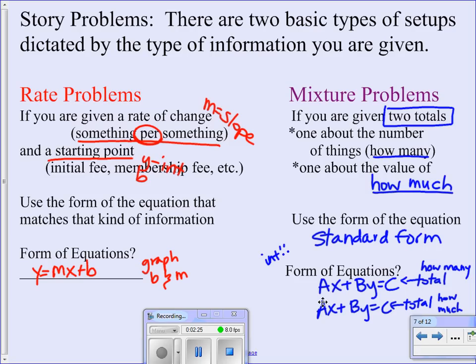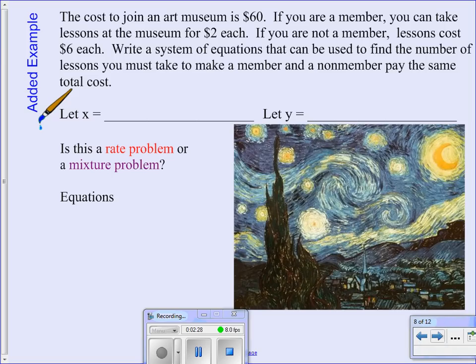So, all right, in the story problem, you've got joining an art museum is $60. Well, that sounds like a beginning fee to me. There's a y-intercept. Now, that's to be a member, and if you are a member, you can take lessons at the museum for $2 each. That sounds like a slope. If you're not a member, lessons cost $6 each. There's another slope for us. Now, the non-members don't have a membership fee or an initial fee, so they just pay per lesson. So right now, I'm getting a slope and a y-intercept.